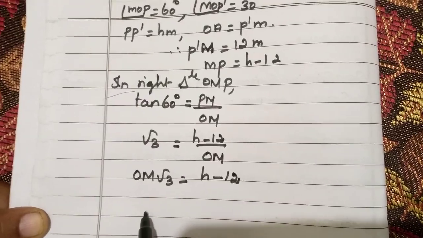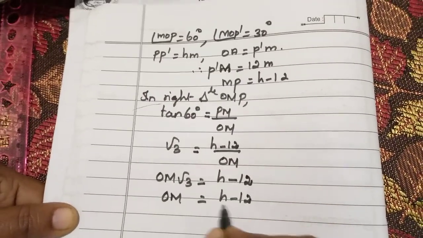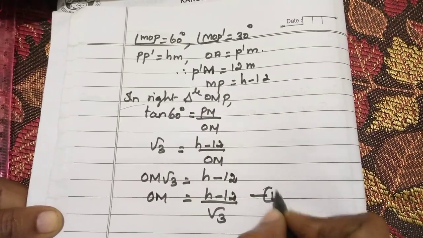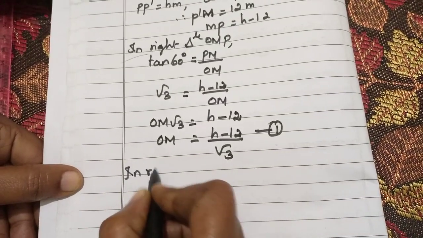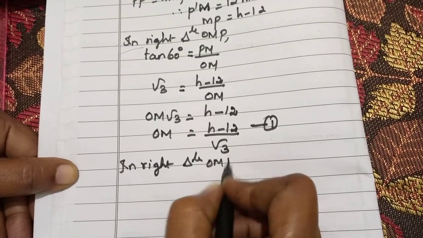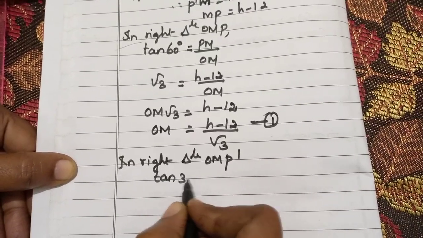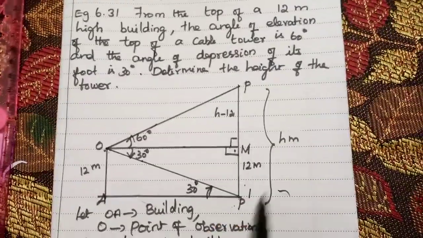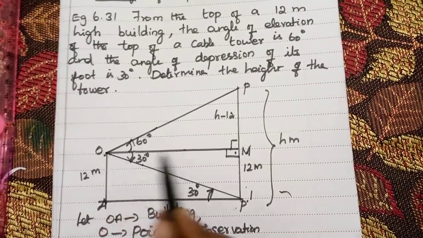Okay, from here OM is equal to (height minus 12) divided by root 3. Let us give it equation number 1. Let us take the next right triangle. In right triangle OMP', here the angle of depression is given as 30 degrees. So tan 30 is equal to P'M by OM. This is the right triangle we are taking.